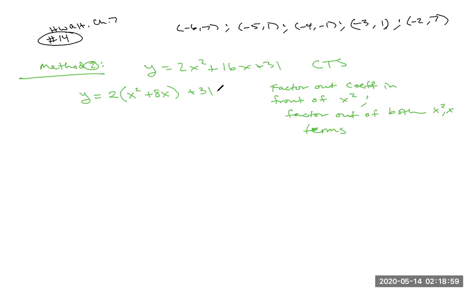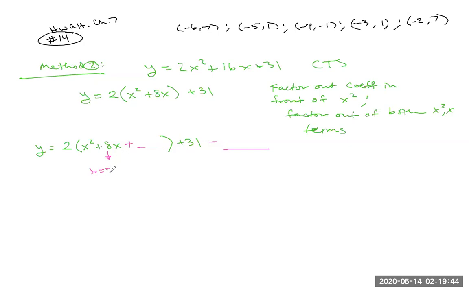Okay, now your next step. Leave yourself some space. Let's do this in pink. You're going to add a value here to complete the square, before your plus 31. Now, so that you do not change your equation, you are also going to subtract the same value out on the same side of the equation.